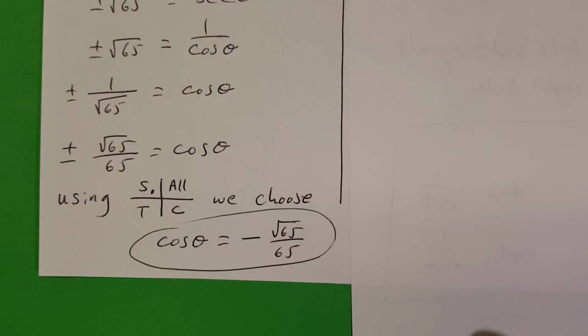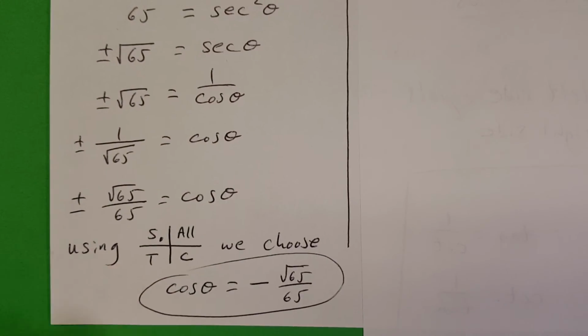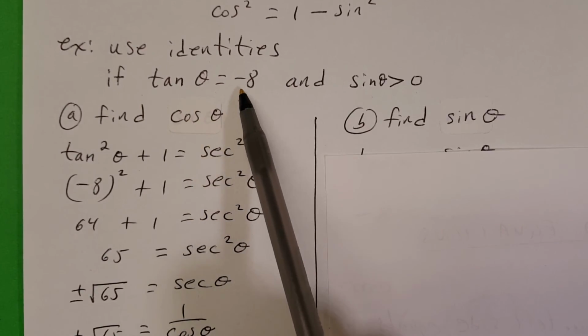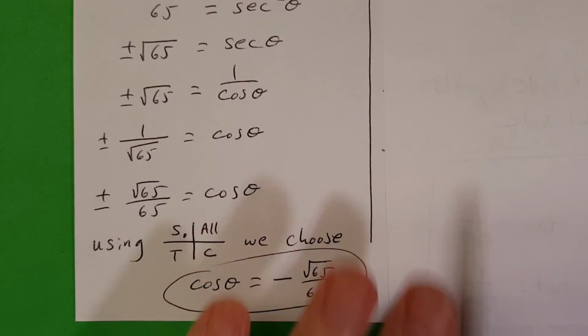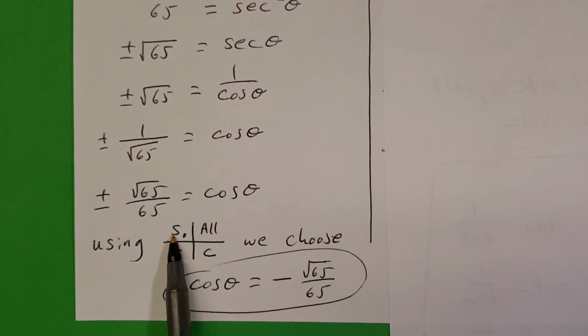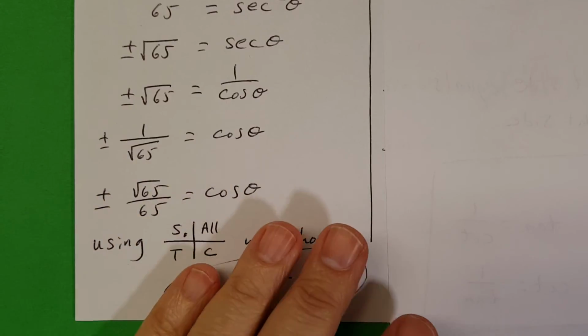You figure out which quadrant you're in by the information you're given, right? Remember how this goes. All students take calculus. Everything is positive. Sine is positive, but tangent and cosine are negative. Tangent is positive, but sine and cosine are negative. Cosine is positive, but tangent and sine are negative. Do you remember that? So according to this information, I need to be negative for tangent and positive for sine. This is the only place. So I am here. So what is cosine, positive or negative here? It's negative. So I choose a negative answer. All right?